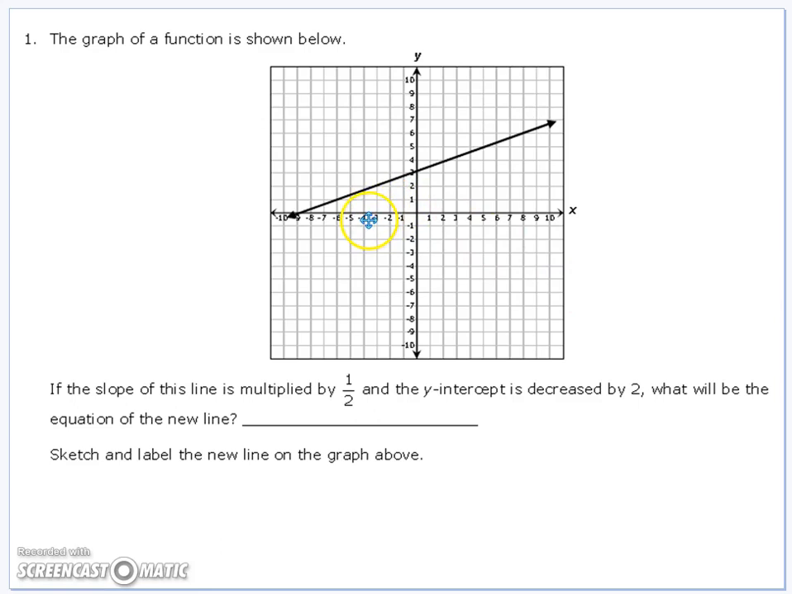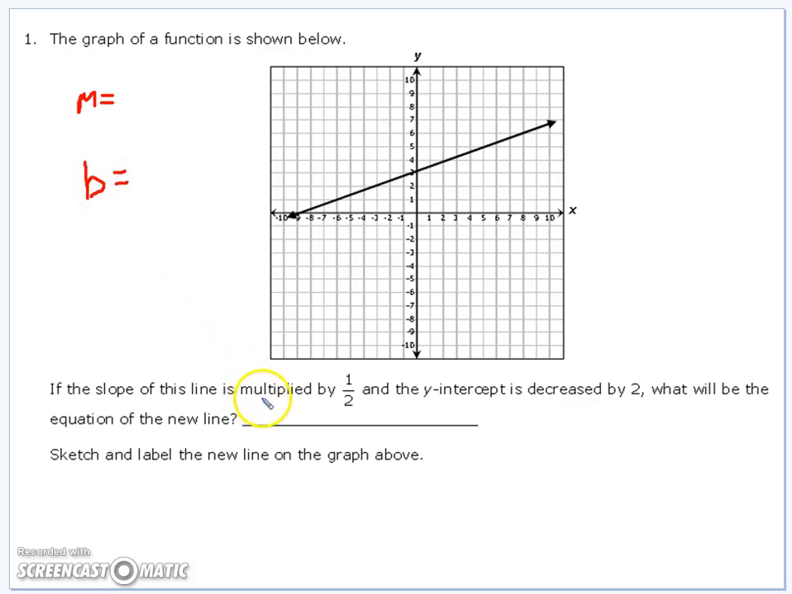So now let's get into some examples. Here it says the graph of a function is shown below. So we have this graph here. It says if the slope of the line is multiplied by 1/2 and the y-intercept is decreased by 2, what will be the equation of our new line? Well, first let's start by identifying the equation for the line that's being provided here. So we're looking for two things: the slope, and the y-intercept.